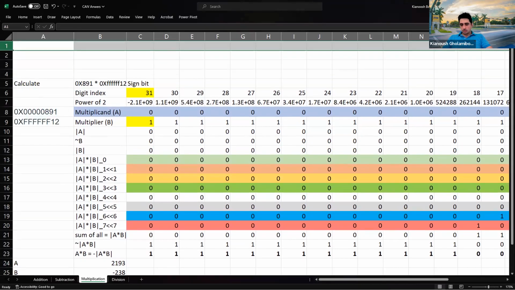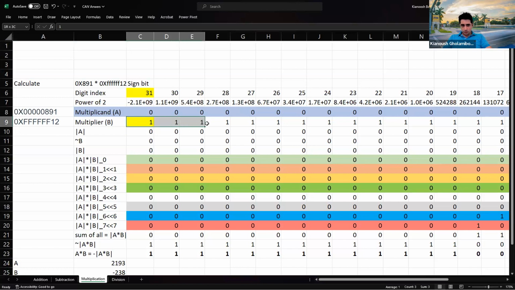Okay, so that's basically the two numbers, and that's the first number. The second number would be like 6 f's followed by 1, 2. Each f is a 15 in decimal, and in binary would be represented by 4 ones. Because I have 6 f's and each f is 4 ones, 6 times 4 is 24. So you need to start with 24 leading ones.